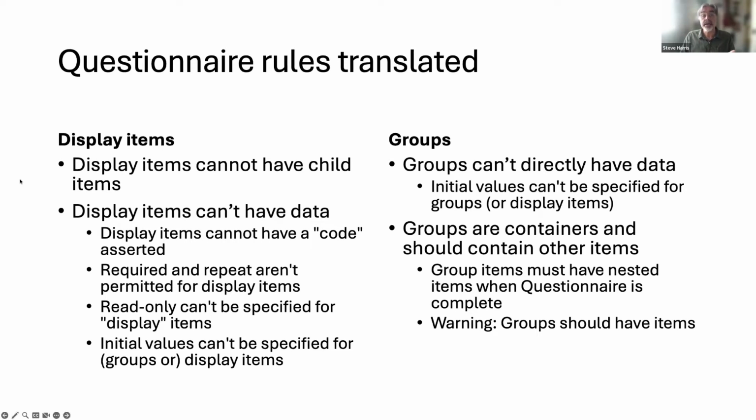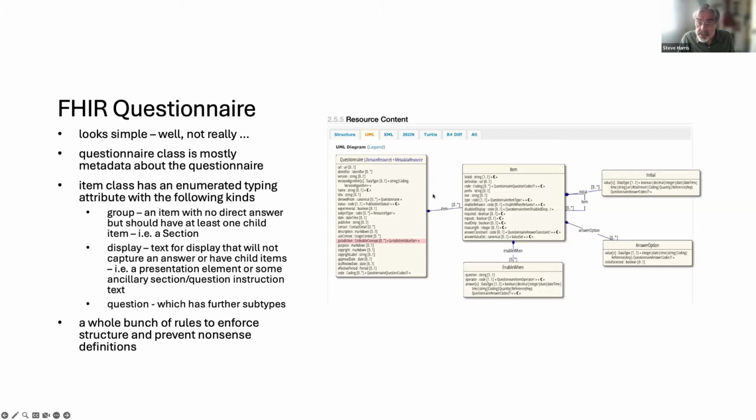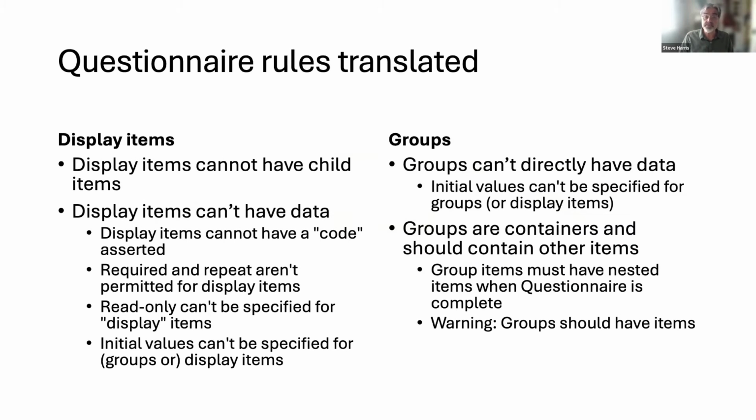But for instance, it says that display items cannot have child items. So if I go back, I'm sorry, getting ahead of myself. Display items cannot have child items. So this relationship is not allowed if you've declared that your item is a kind here, type here. So questionnaire item type. If you say that it's a display item, then this relationship isn't valid to have on that display item record. Display items can't have data. They can't have codes. They can't repeat. They can't be read-only. They're just there. And so you see how this emerges.